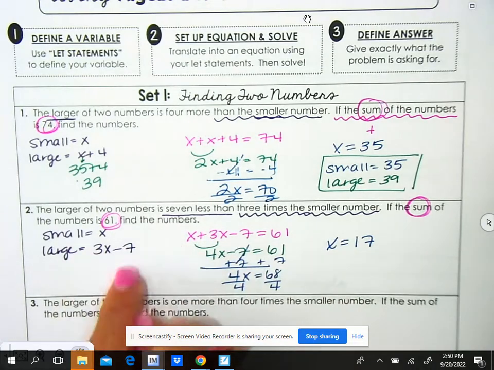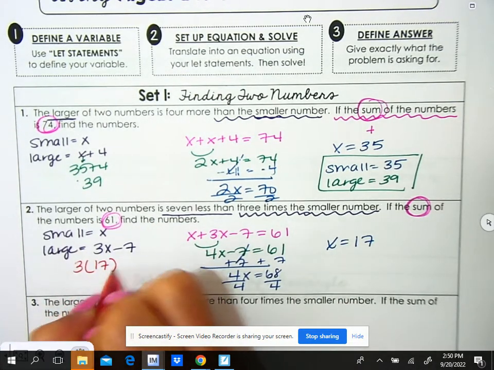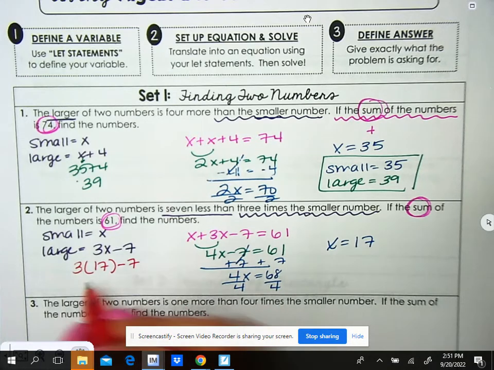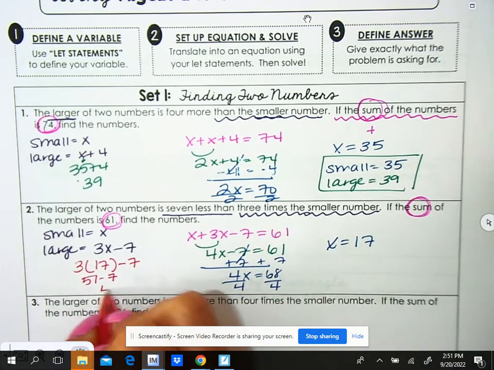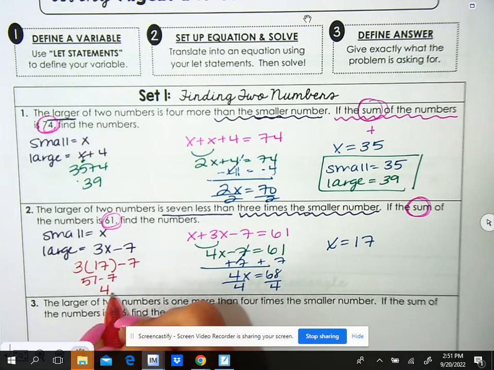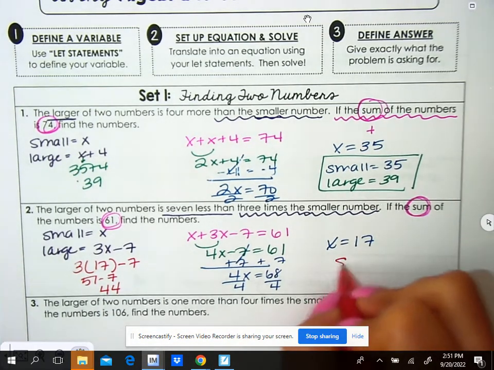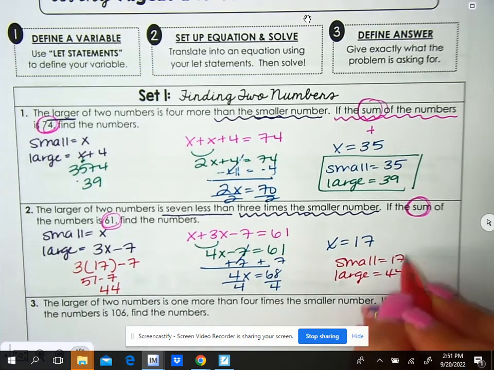Now, once you get that one, we're going to plug it back in. So you got to plug it back in. A lot of people are just trying to take away 7. No, you got to plug into the whole thing. So 3 times 17 minus 7. 3 times 17 is 51, and 51 minus 7 is going to give me 44. Okay, so the small was 17 and the large was 44.